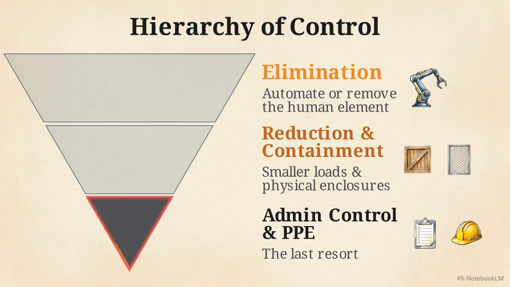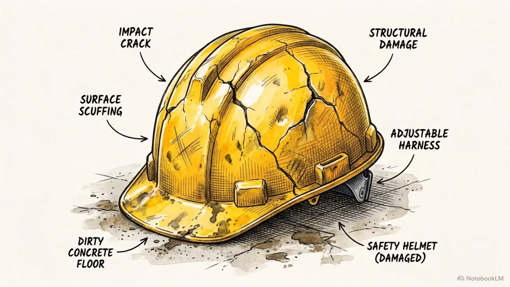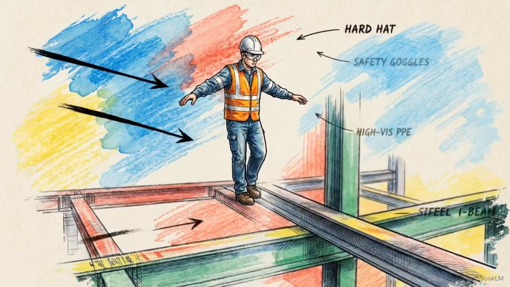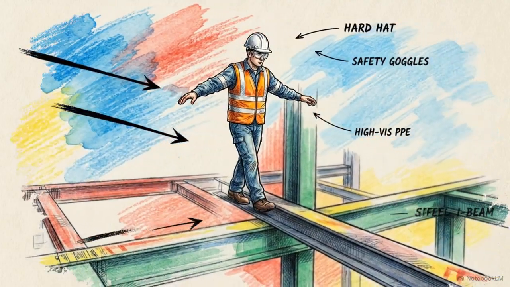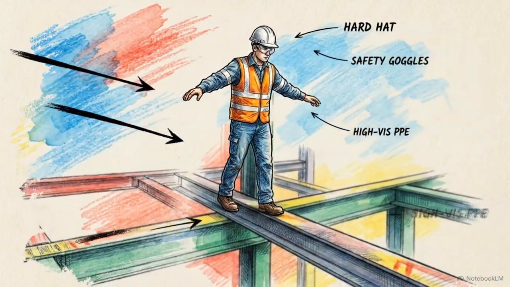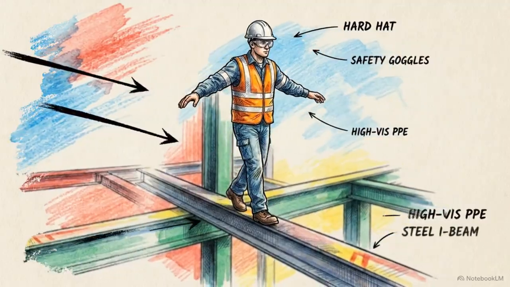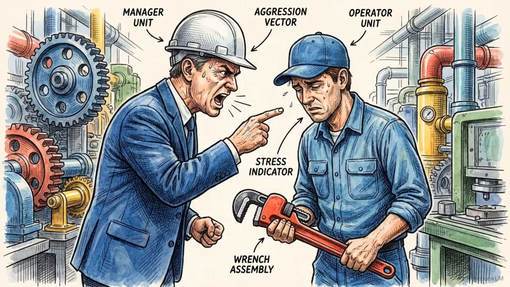PPE is the absolute last resort, used only when engineering controls fail. Relying solely on PPE is a failure of system design. It leaves the dangerous active hazard present in the workspace, constantly requiring absolute perfect human behavior to prevent a severe injury. A perfectly engineered control plan will fail if it is introduced into a toxic workplace culture.